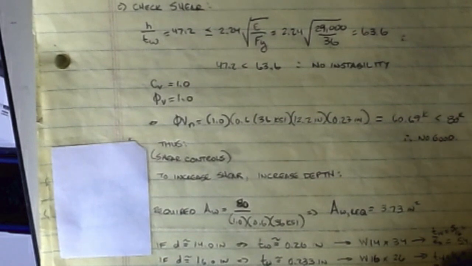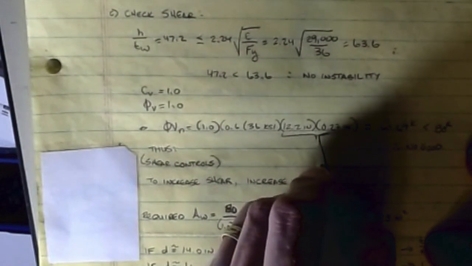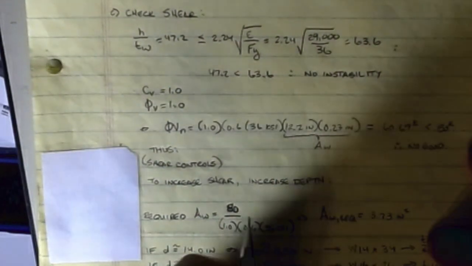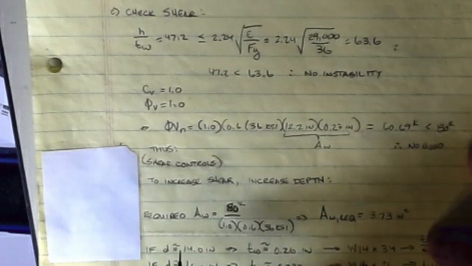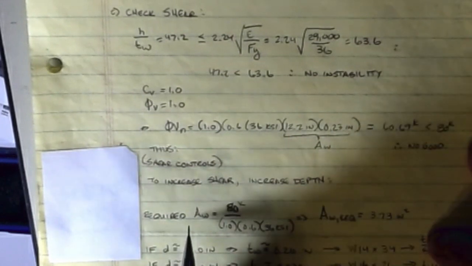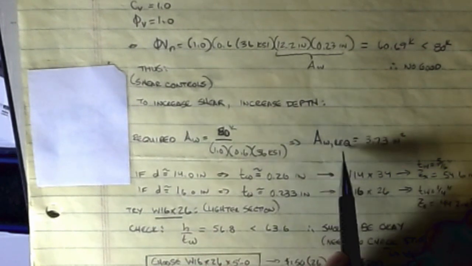So all we're going to do is take this formula. Again, remember that this was Aw, and I'm going to rearrange this a little bit, and all of this stuff will stay the same. I know that this is 80 kips, and I'm going to solve for what my required area of web would need to be. If we do that, that's going to be my 80 kips over my 1.0 phi over 0.6 over 36 KSI. The area of the web that's required is 3.73 inches squared.